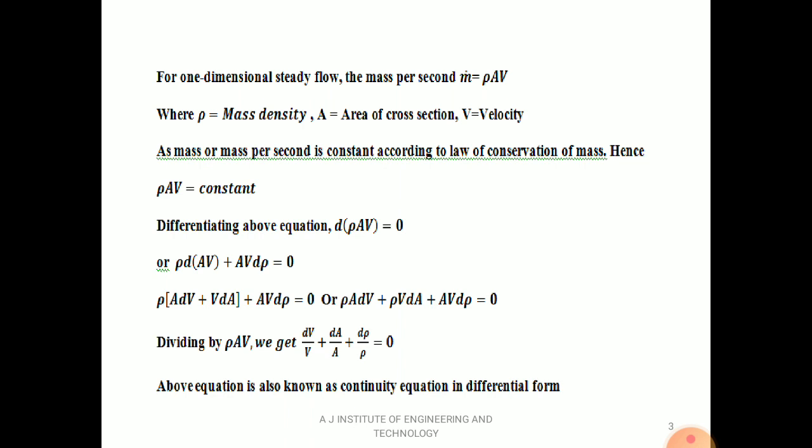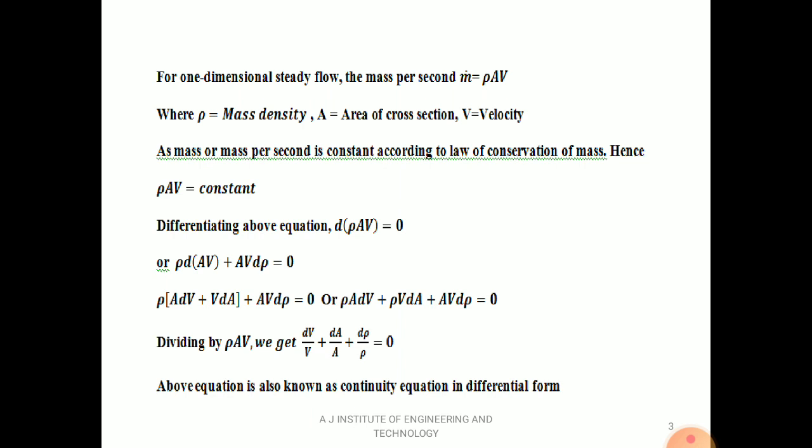So we get differentiation of rho A V equal to differentiation of constant. As we all know, differentiation of a constant is equal to 0. So we get d(rho A V) equal to 0. Apply the product rule for rho A V, taking rho as the first term and A V as the second term. So we get rho into d(AV) plus AV into d rho equal to 0. Now apply the product rule again for AV, that is area into velocity. So we get rho into (A dV plus V dA) plus A V d rho equal to 0. Or multiplying rho inside the bracket, we get rho A dV plus rho V dA plus A V d rho equal to 0.